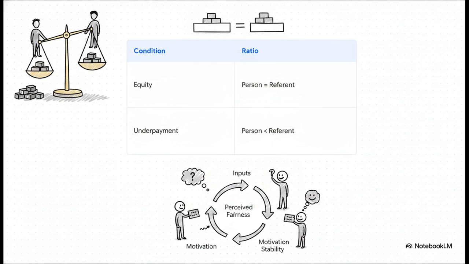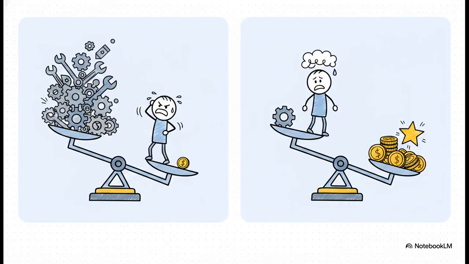It's not just about what you get. It's about what you get relative to what you put in, compared directly to what the person at the next desk gets relative to what they put in. If those fractions balance out, the employee feels respected and motivation stays steady. Now make sure you can competently contrast the two types of inequity, maybe using the textbook's engineer example, because professors absolutely love testing on this.